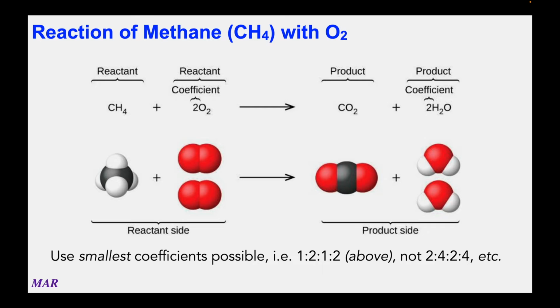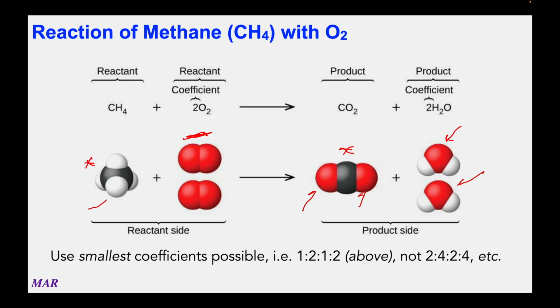And I want you now to look at the atoms, because CH4 has 1 carbon right there, the black atom. And on the product side, there's 1 carbon atom in CO2. If you count up the number of oxygen atoms here, there's 1, 2, 3, 4. Each O2 has 2 oxygens, so 4 atoms total. And on the product side, there's 1, 2, 3, and 4. So notice that both the carbons and the oxygens are balanced on both sides.